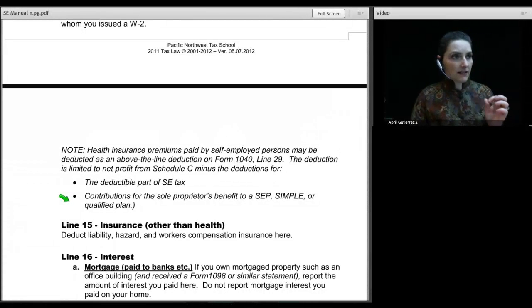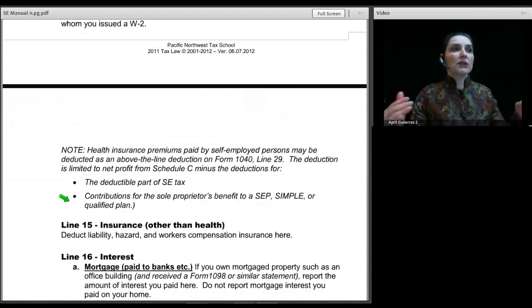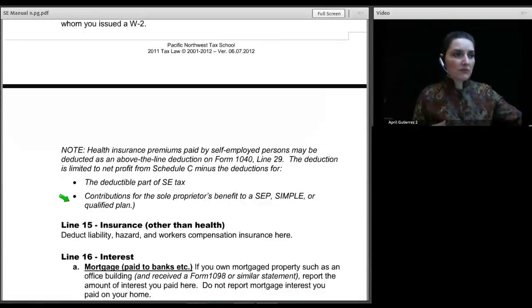One of the rules is that on Schedule C, if you are the sole proprietor, you cannot claim a deduction for health insurance premiums you pay for yourself. Those are only deductible if you have a profit from your business and you meet a bunch of other requirements. One of those requirements is you're not eligible to participate in any other employer plan. And the amount of your deduction cannot be more than your profit minus the deductible part of your self-employment tax and SEP or SIMPLE contributions that you make.